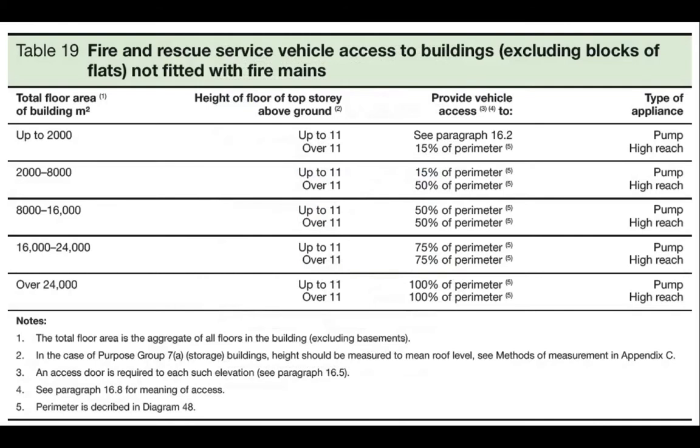Locked gates. You can have locked gates. The fire service in any city will be given a key, but that wouldn't stop them anyway because they just cut the gates off if necessary. So they'll get in generally. They prefer to have a key, but it's not always the end of the world. Type of appliance: if you're up to 11 stories, they'll just be using a pump for water. If you're over 11 stories, they need a high reach, a special appliance to get the water up there.